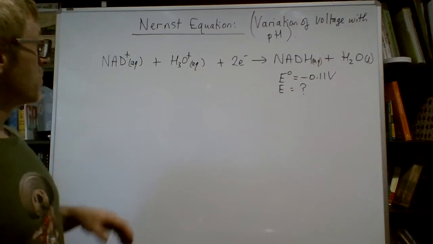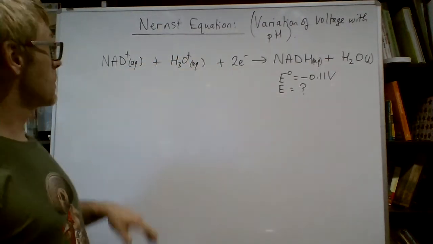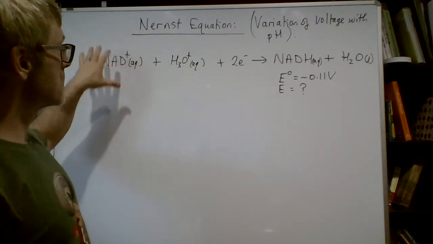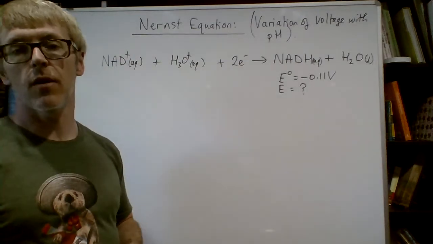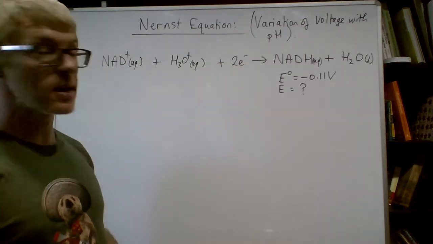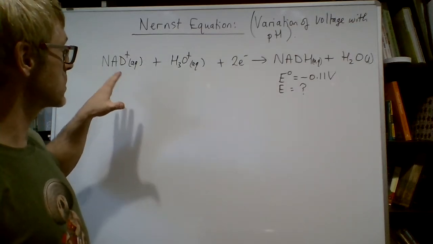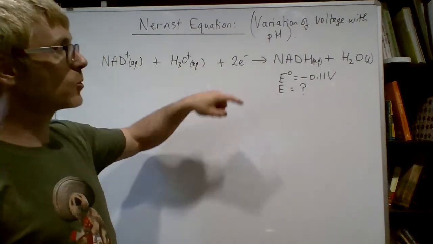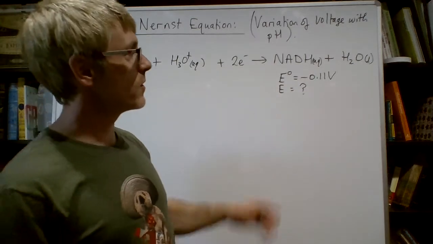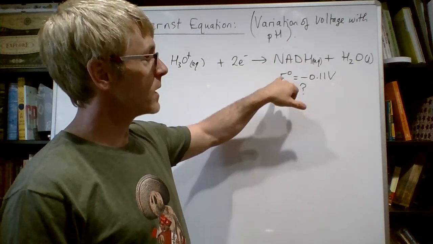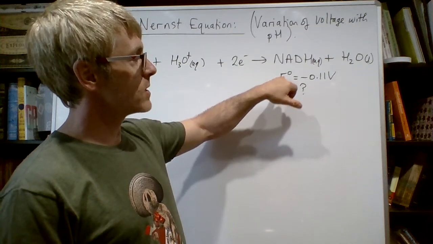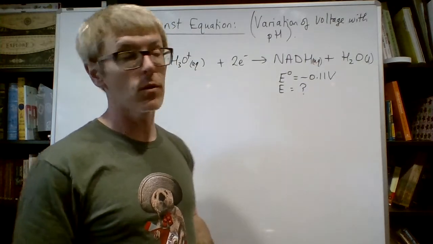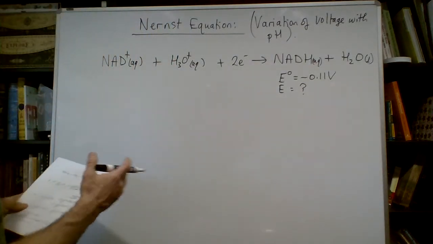In the second example, we've got another biologically relevant example. We have nicotinamide adenine dinucleotide, which is a coenzyme involved in stage 3 metabolism, just like the previous equation was in the Krebs cycle. So here, essentially, we have an oxidized coenzyme, hydronium, 2 electrons to get the reduced form of this coenzyme, and water. And we're told that the standard voltage for this process is negative 0.11 volts, but what's the non-standard voltage? Okay, so we're going to have to use the Nernst equation.